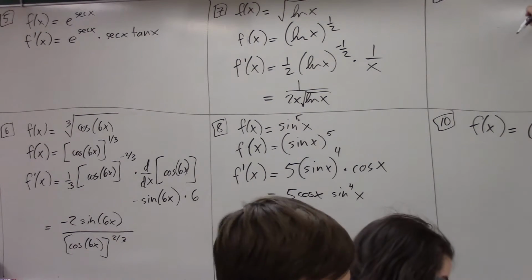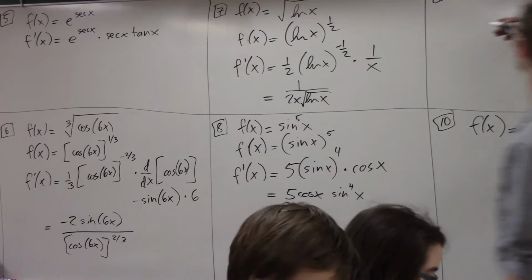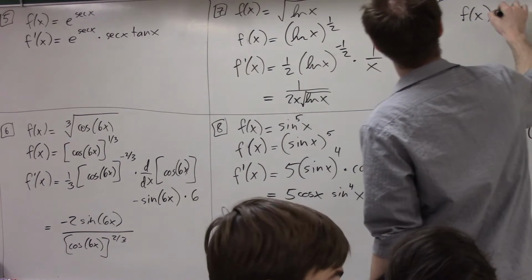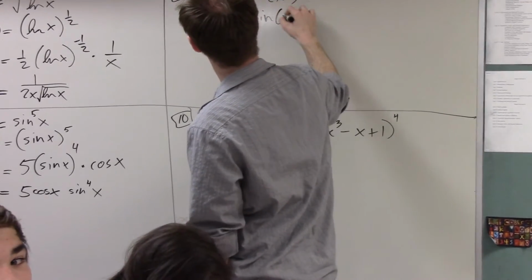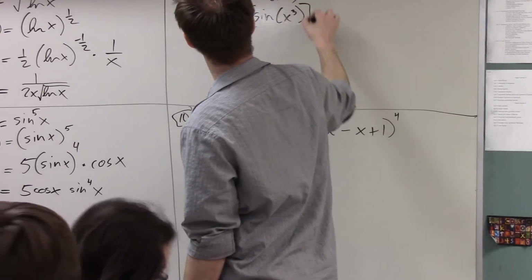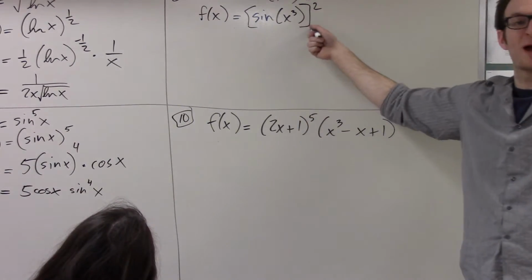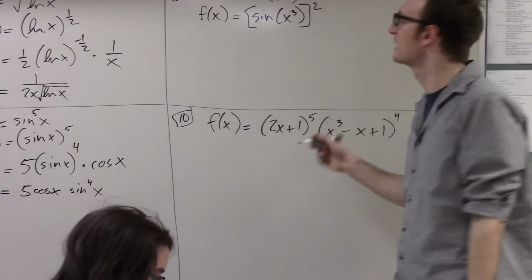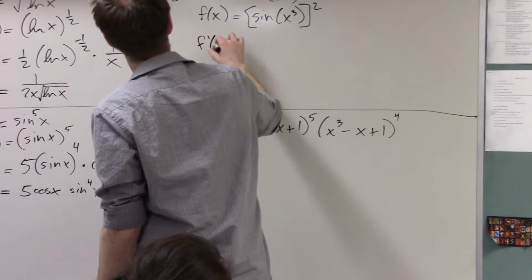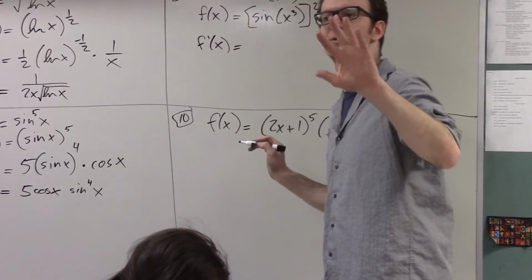Okay, this one is also like a triple, right? This gets complicated. Because even though we put the two here, we really mean sine of x cubed squared, right? So I think it's a really good idea to take a moment and rewrite the function like this in a derivative-friendly form.